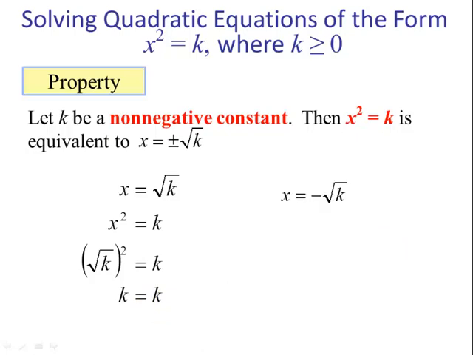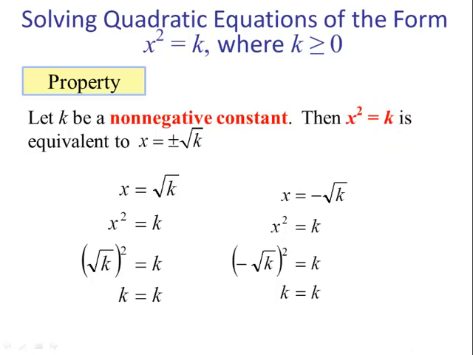Now if I do the same thing for negative square root of k, I get negative square root of k times negative square root of k. Negative times negative is positive, and we have k equals k. So if the equation is in this form, you are likely to have two solutions. The only time that you'll have one solution is if k is equal to 0.